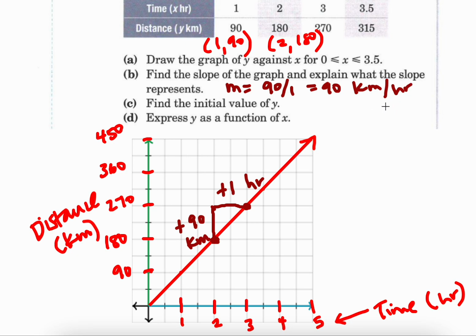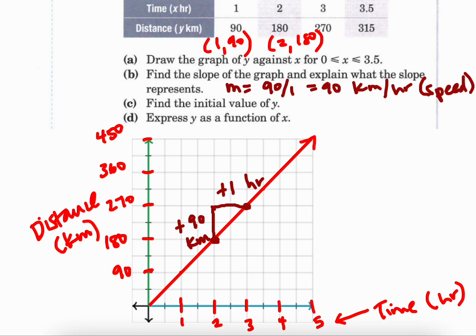So really the slope is the speed of the car. And remember, I found the kilometers by saying, okay, this was plus 90 for my distance, kilometers, and this was plus 1 in my time scale, which was in hours. So that's how I got that it represented actually 90 kilometers per 1 hour.